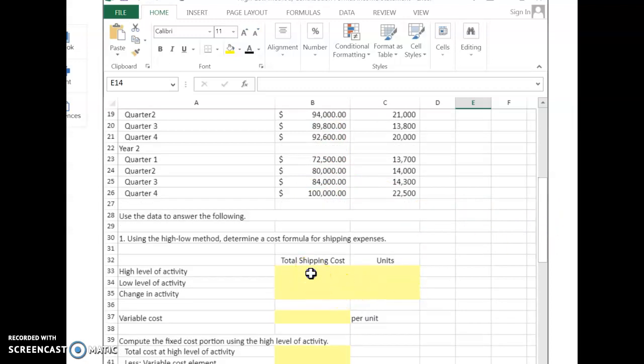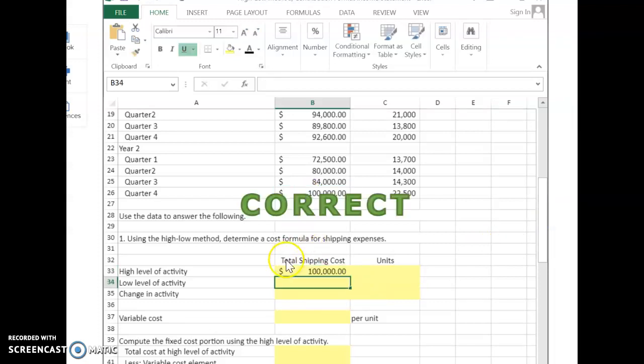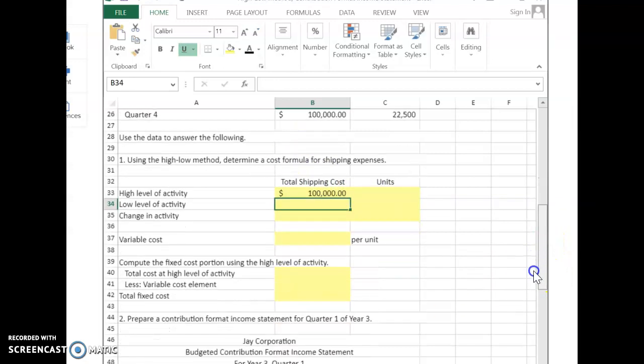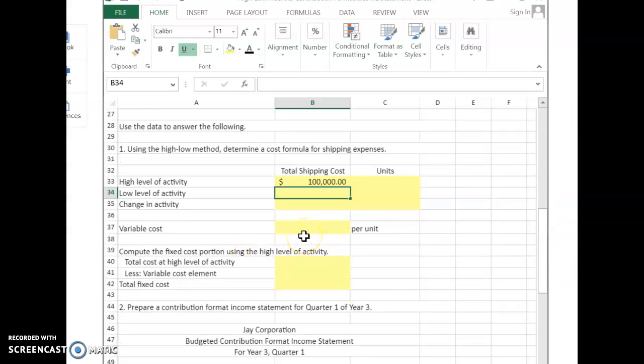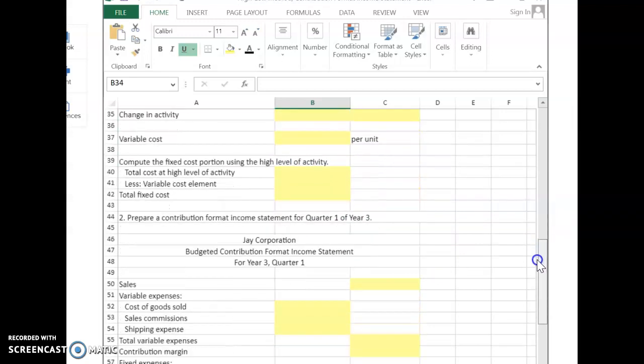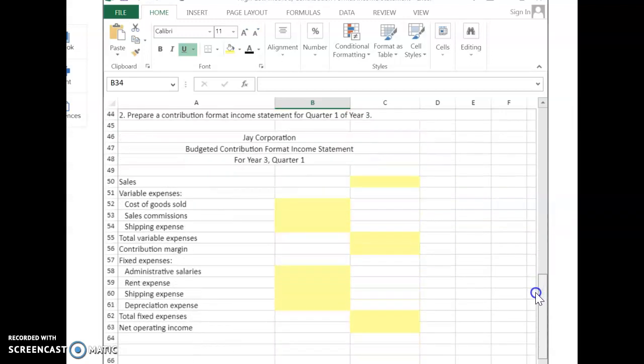Now remember, only formulas, so go ahead and pull the numbers down here, but no typing. And then you'll calculate the variable cost per unit, and then we can back into the fixed cost. You'll use those amounts because then you're going to do the contribution margin income statement.